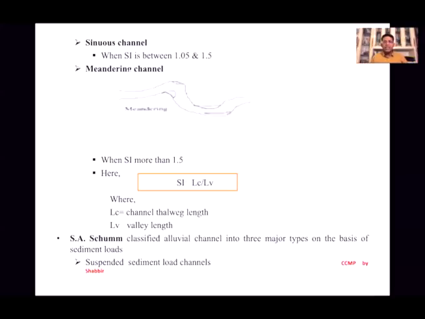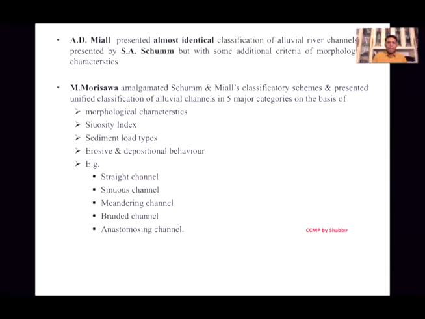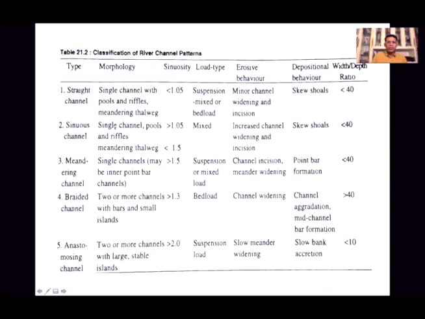If it is less than 1.05, then it is a straight river. If it is between 1.05 and 1.5, it is a sinuous river. The river is starting to bend. If it is more than 1.5, it is a meandering river. And in the meandering river, there are many variations. Now look at this page. So this table I've scanned from page 407.